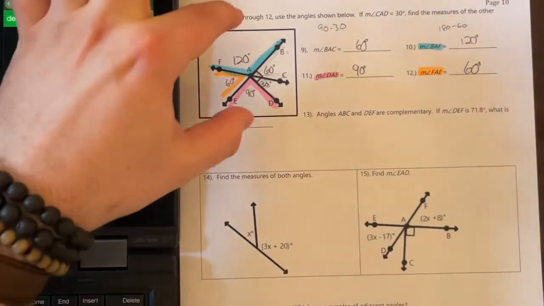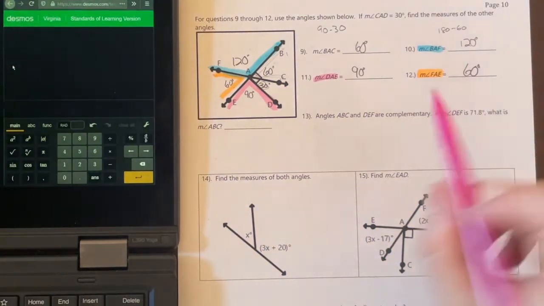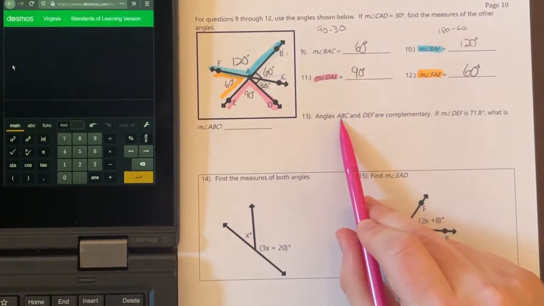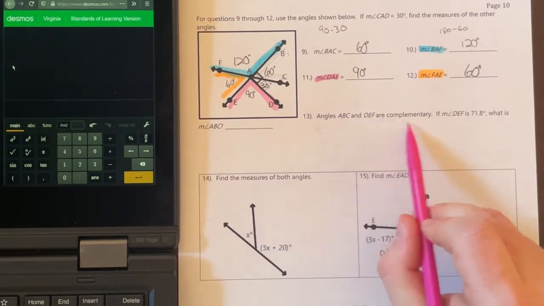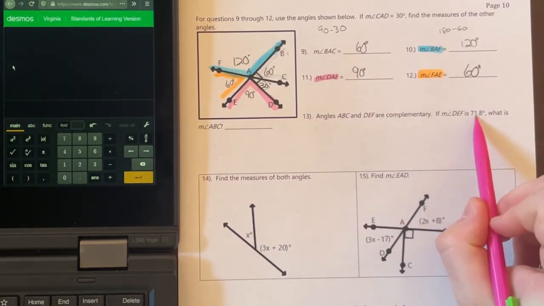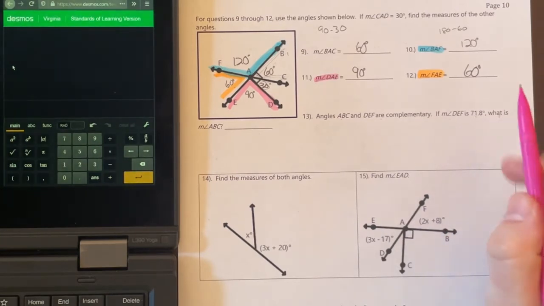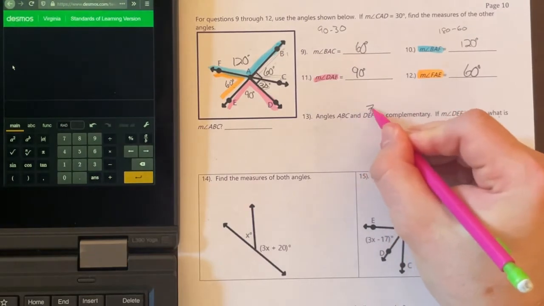So again, that was 9 through 12 were for this picture. Number 13 and on are separate ones. So we're going to say for number 13, angles ABC and DEF are complementary. If angle DEF is 71.8, what is the measure of angle ABC? So it's saying that this is going to be 71.8.